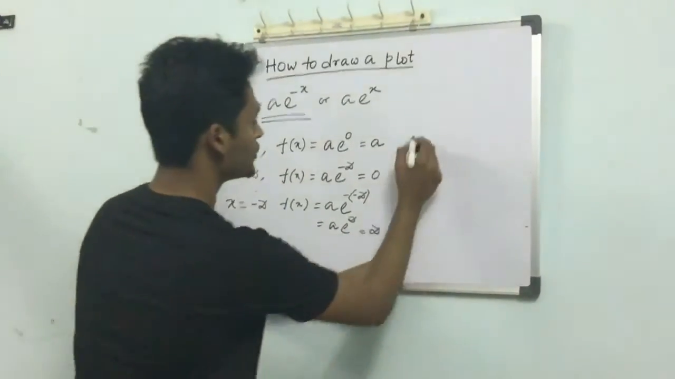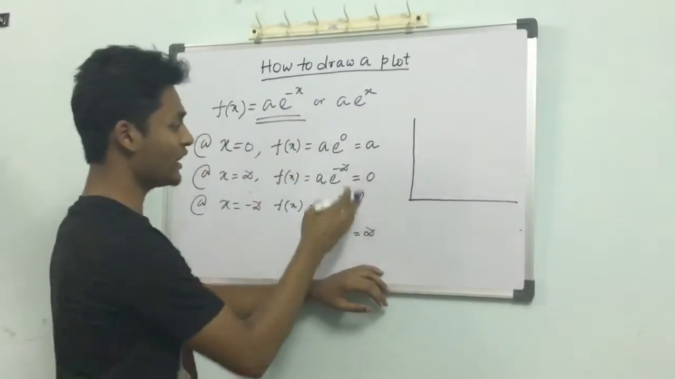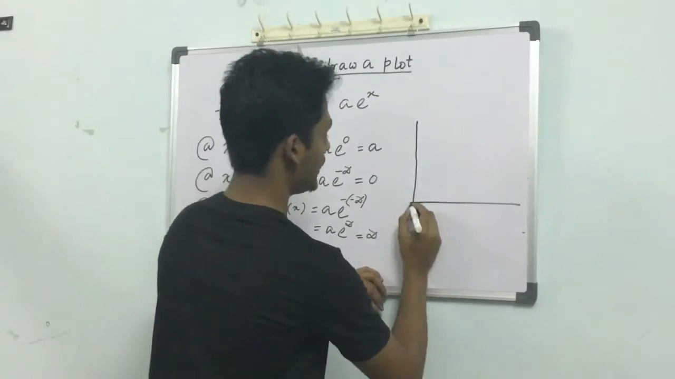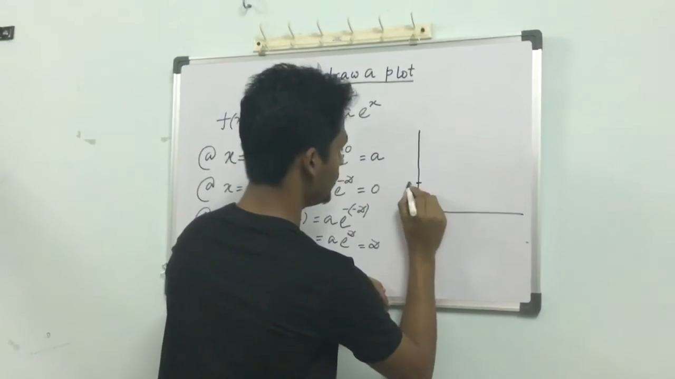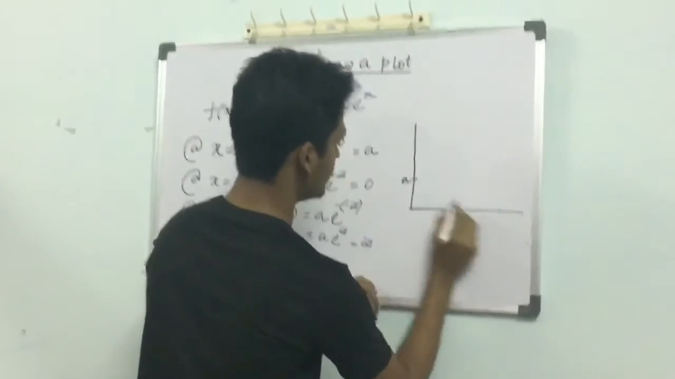So if we plot this in accordance with the values we got, at 0 it is going to give you a, and at infinity it is going to give you almost 0.